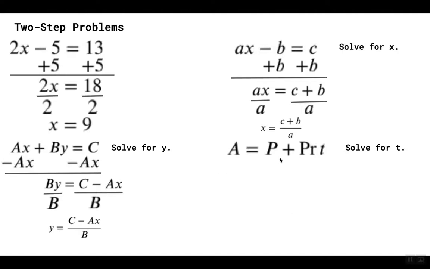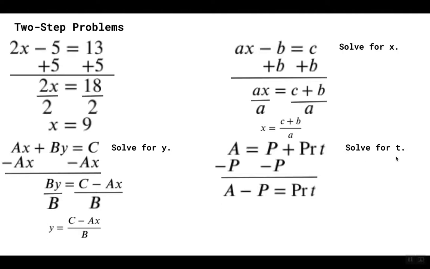A equals p plus PRT. This is an interest type problem, I think, formula. They're telling us to solve for t. So we find the term that has t in it, and we're going to just wait. We need to get rid of this p first. So we're going to subtract p from both sides. We get a minus p on the left. This p minus p becomes 0, and we're left with PRT. Okay, a minus p equals PRT.